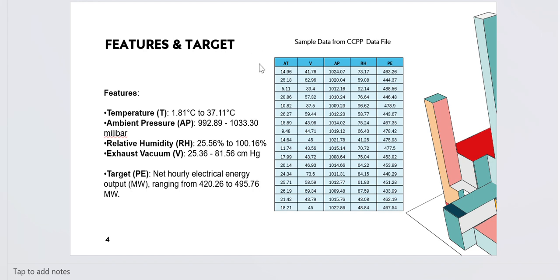The features and targets. The features identified from the data set given in the CCPP data file were temperature, ambient pressure, relative humidity, and exhaust vacuum. And the target is PE, the net hourly electrical energy output. So this is the target and these are the features. And I've added a snippet of the data file.